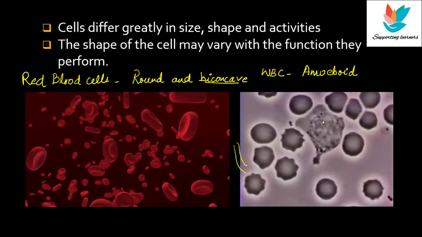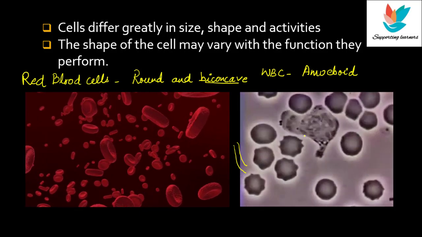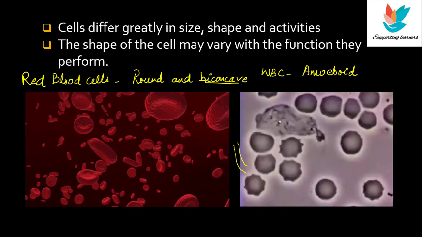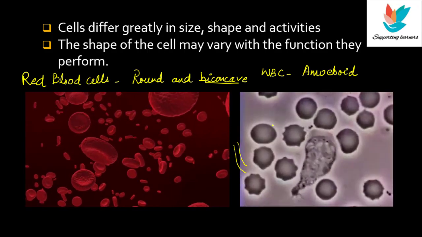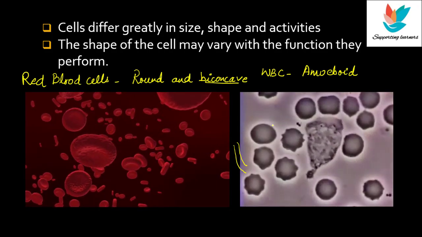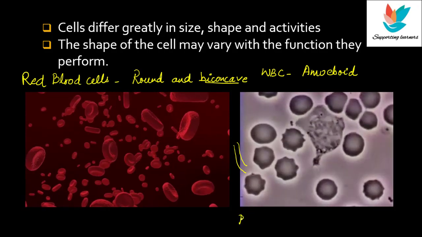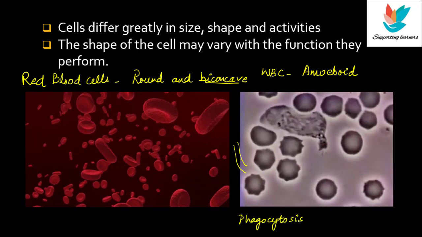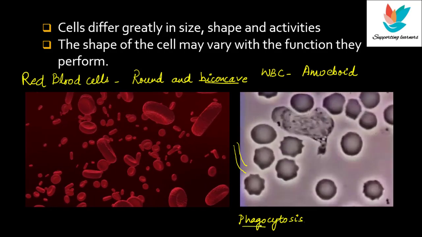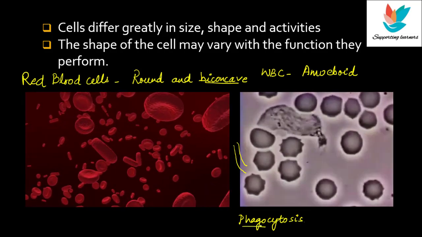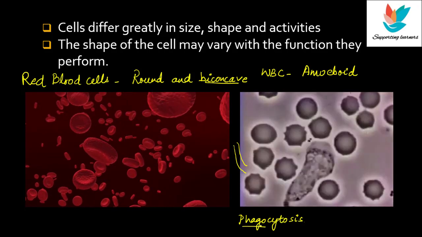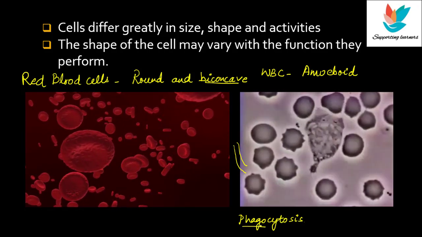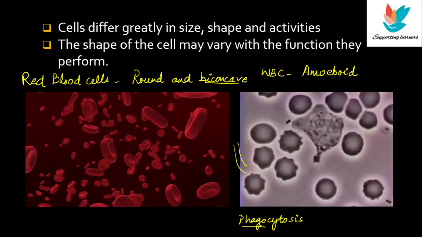You can see here that this WBC is changing its shape in order to engulf this bacteria, and this process is called phagocytosis. This process is called phagocytosis, to engulf the bacteria, to defend against diseases and various infections. So this is the function of WBC, and accordingly it is shaped like this.